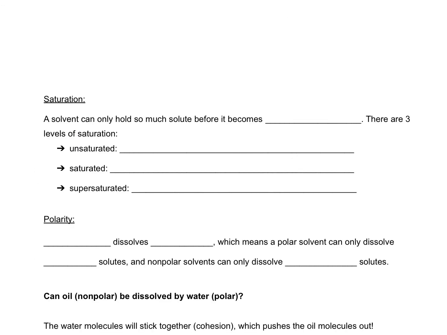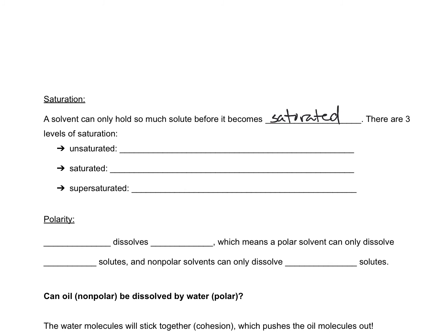All right, next up in our discussion of solutions is the idea of saturation. So we've already talked about solubility rates and seeing how much solute a solvent can hold, and that idea is the basis for saturation. So the idea here is that a solvent can only hold so much solute before it becomes saturated, or full. Sorry, that doesn't look like the word saturated, but it is the word saturated. There are 3 levels of saturation.